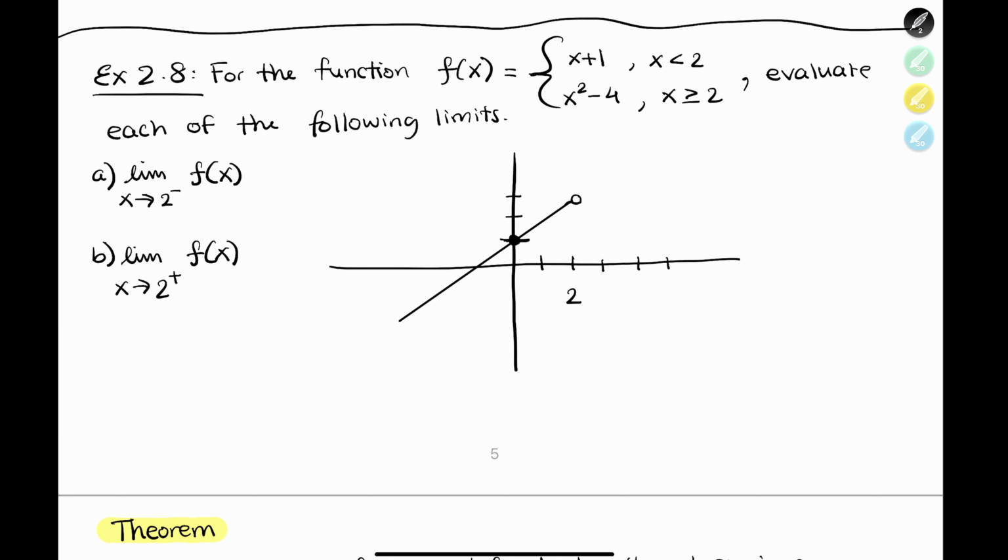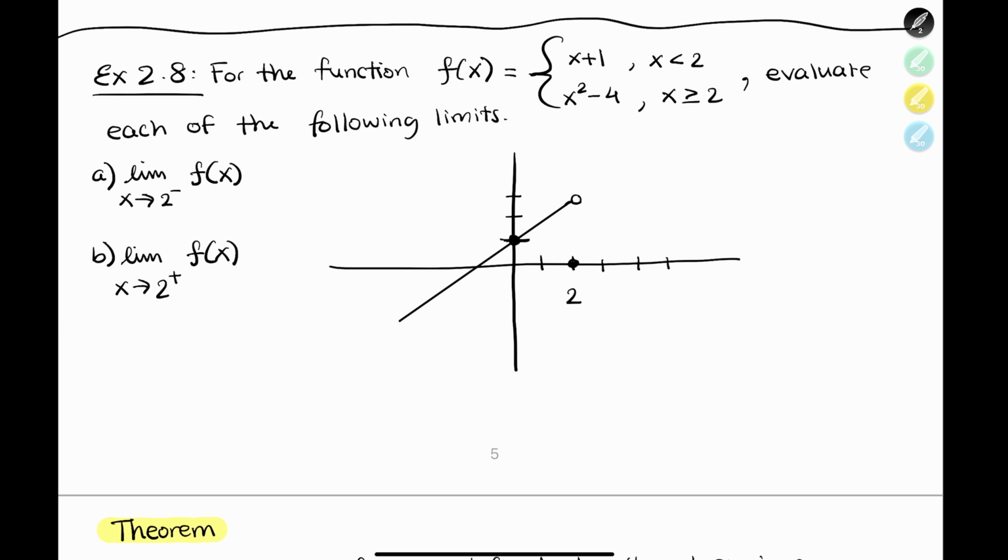And so now going on, let's find the second part of our function, which is x squared minus 4 as x is greater than or equal to 2. So plugging in 2 in our function, we will get 2 squared, which is just 4, minus 4, and that's just 0.